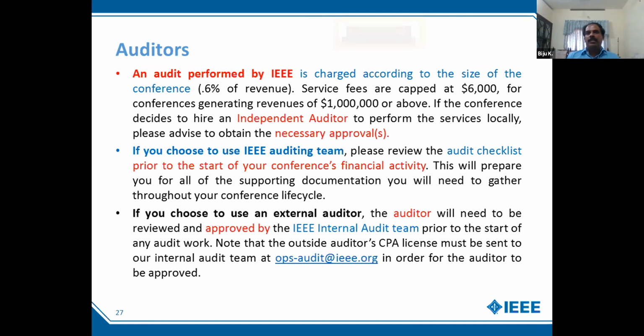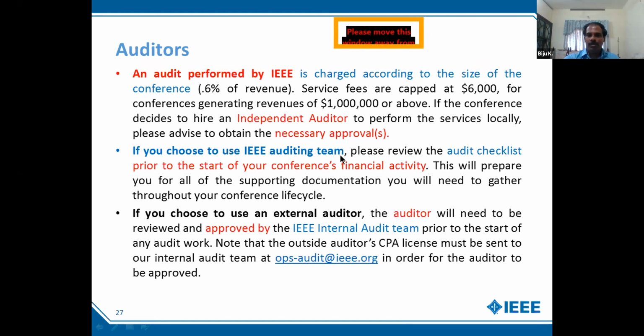And for external auditors, the auditors suggested by IEEE, the fee is very high, and that comes in the first category only. The fee is capped at 6,000 US dollars, and we can see that it is a very big amount, and that is applicable for the first category audit only.